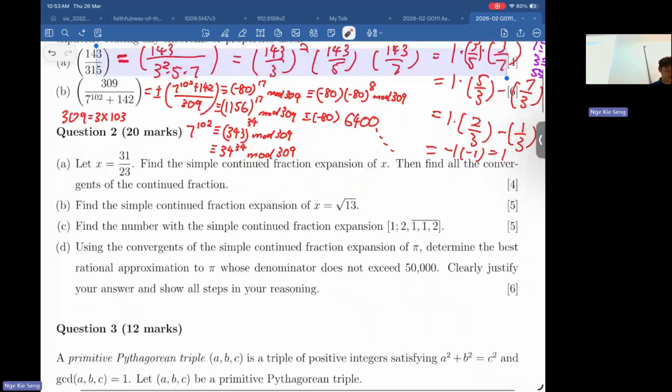Okay, next one. Question 2. Let's finish question 2 and then we will break again. So question 2, continued fraction. Find the simple continued fraction expansion of x. You know what to do here? What's the algorithm?